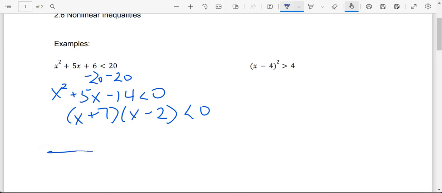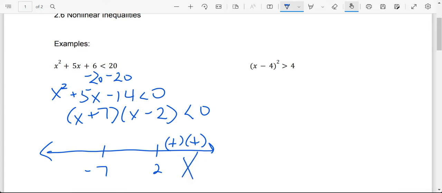Now, in solving inequalities, we're going to make a chart with our zeros, negative 7 and 2. Usually, whenever we have a 0, it changes from positive to negative, or negative to positive. In this case, since the inequality is less than 0, we're looking for when it is negative. If we put in a value greater than 2, what happens to these terms? It's going to be a plus times a plus, which is going to be positive.